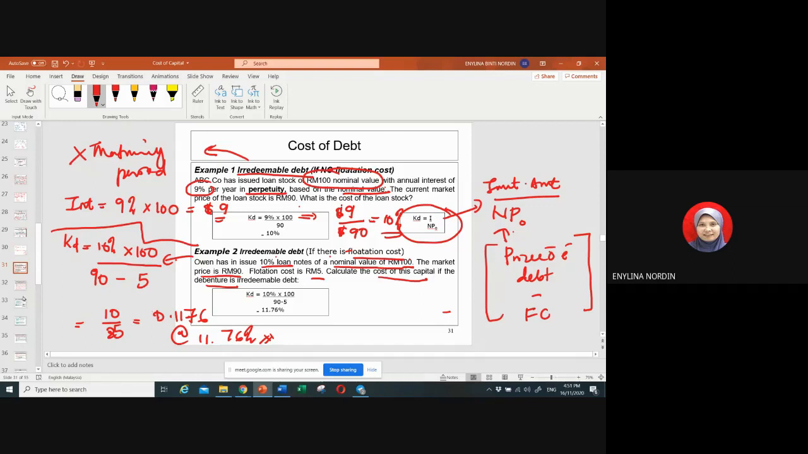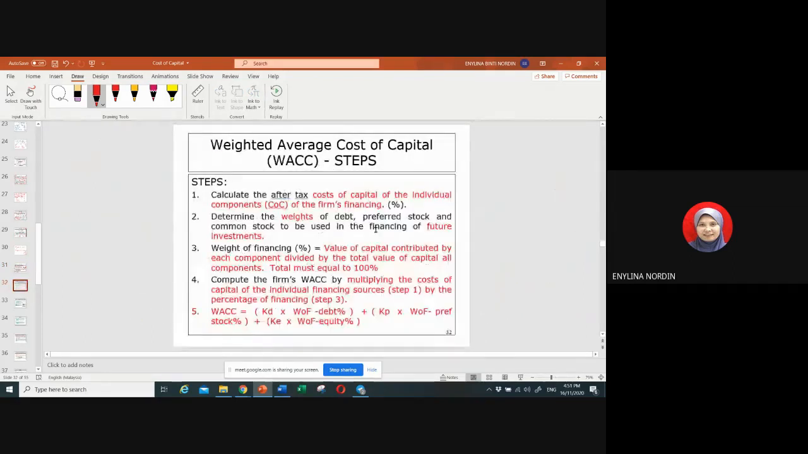The next one is the weighted average cost of capital. As I mentioned in the previous lecture, some companies prefer to combine debt and equity to finance the company's projects or businesses. It involves steps, which I have already mentioned in the first lecture. So what are the steps? You can see them again on this slide.